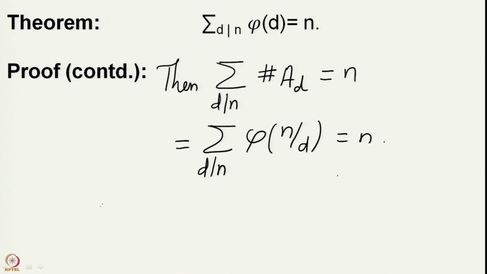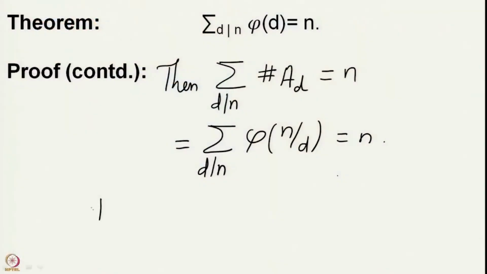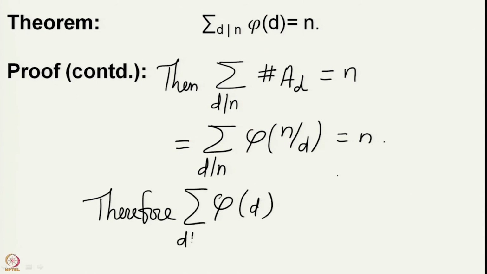So, this is n, but once you are varying over the divisors of n, the d's and the n by d's are the same sets, and therefore we get that the summation of phi d where d divides n is indeed equal to the number n. So, this is something which you can quite nicely check.